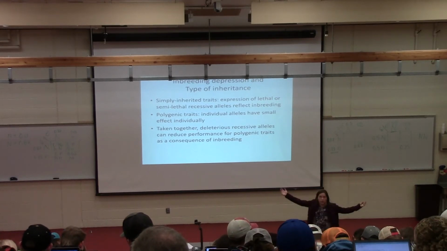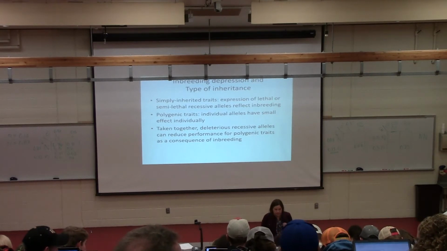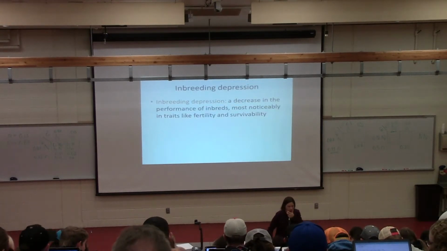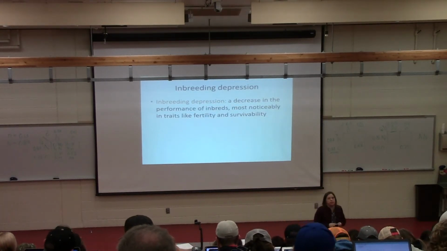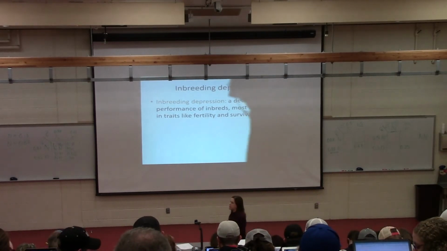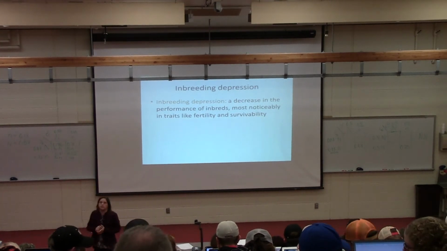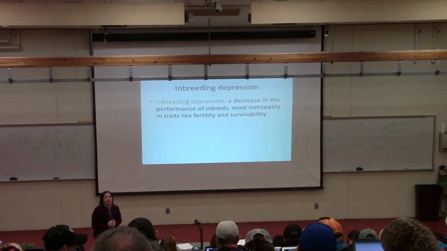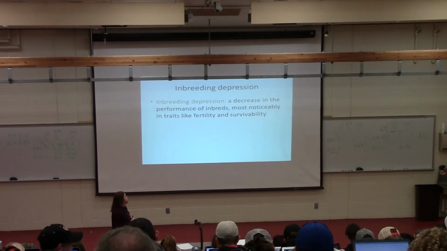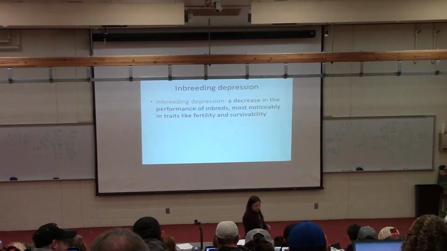So together, all those different polygenic traits can influence our performance. Okay? We often think about that as inbreeding depression. Inbreeding depression is when our inbreds have a decrease in performance. Most commonly, we see that in polygenic traits such as fertility, survivability, and other growth and performance traits.